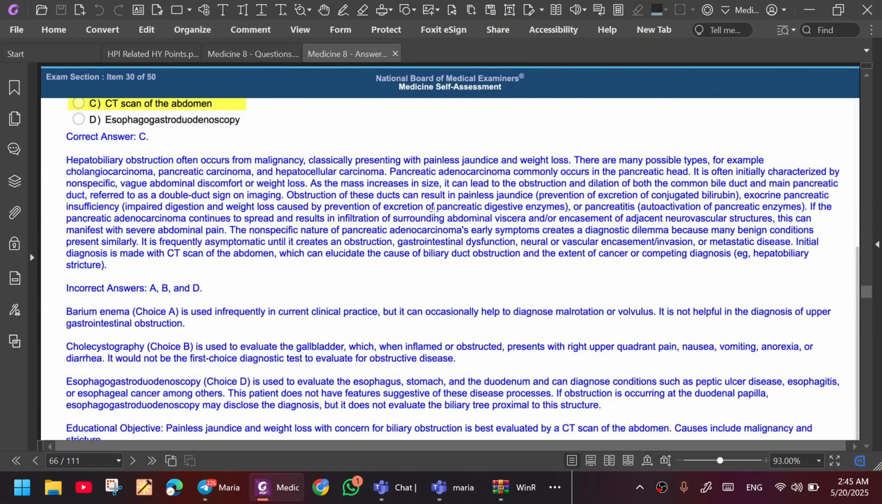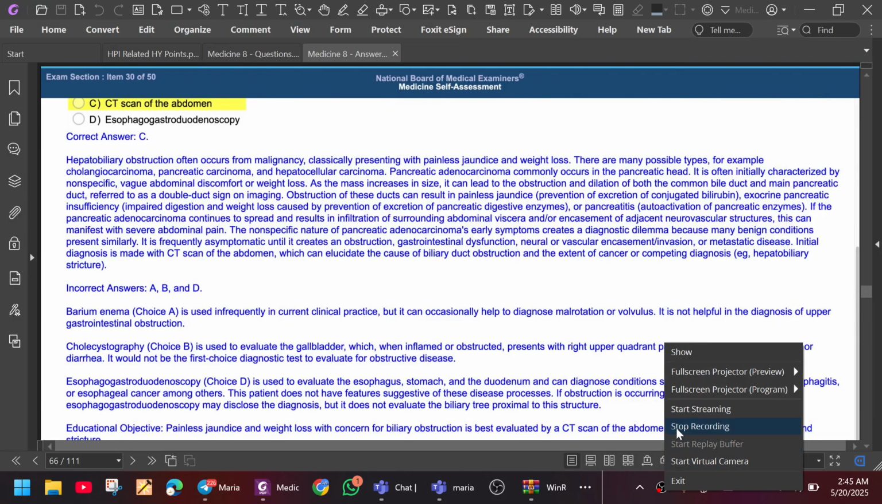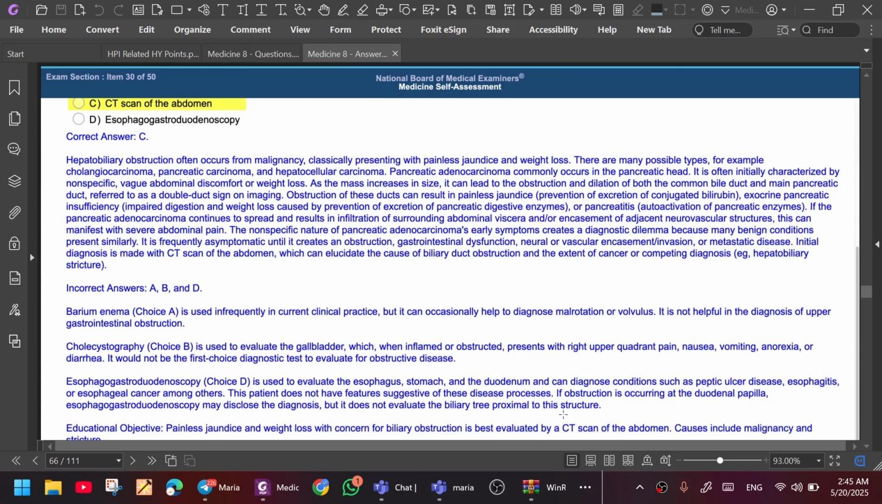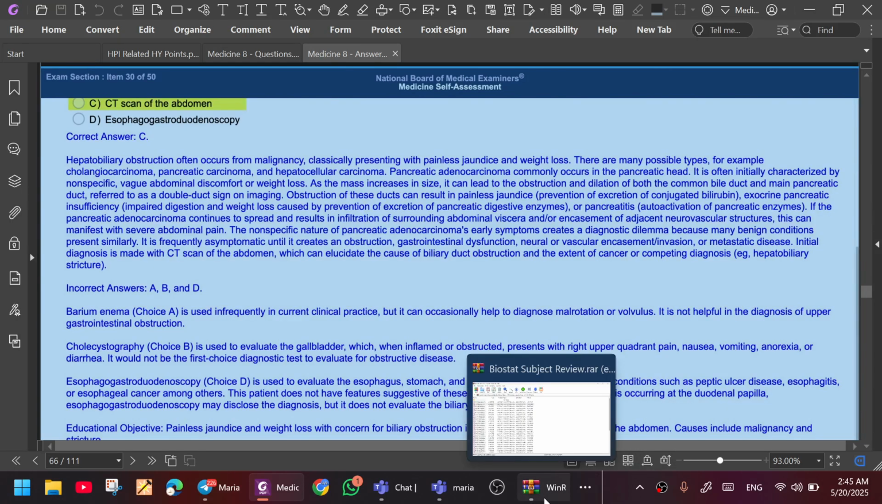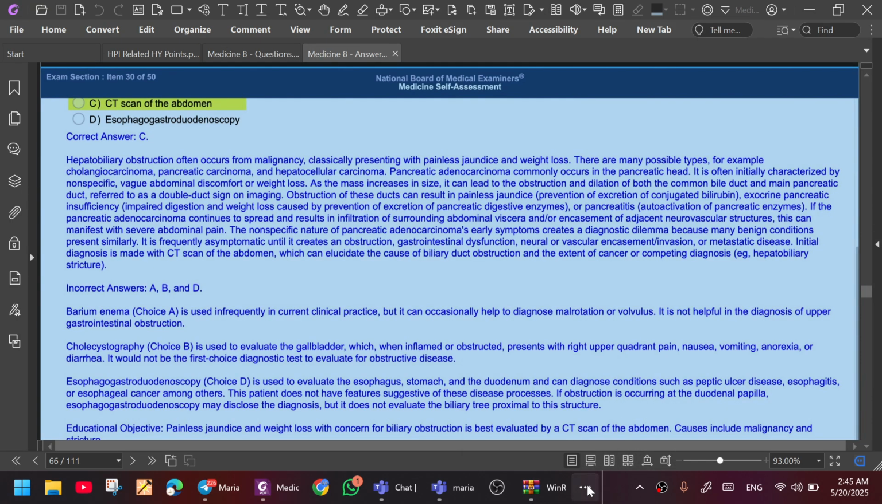Esophagogastroduodenoscopy is used to evaluate the esophagus, stomach, and the duodenum, and can diagnose conditions such as peptic ulcer disease, esophagitis, esophageal cancer. This patient does not have features suggestive of any of these diseases. If obstruction is occurring at the duodenal papilla, esophagogastroduodenoscopy may discern the diagnosis. But it does not evaluate the biliary tree proximal to this structure.